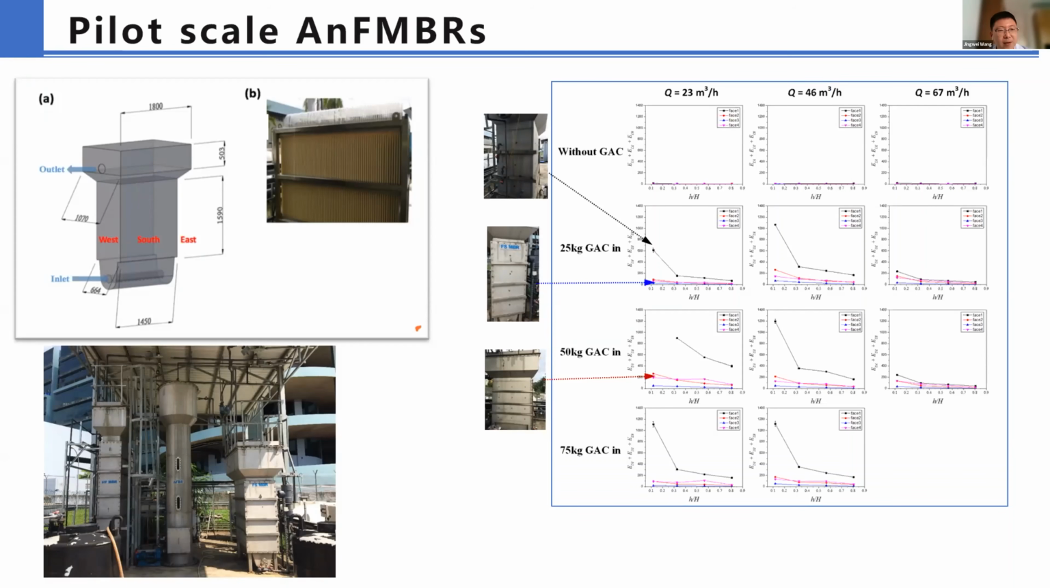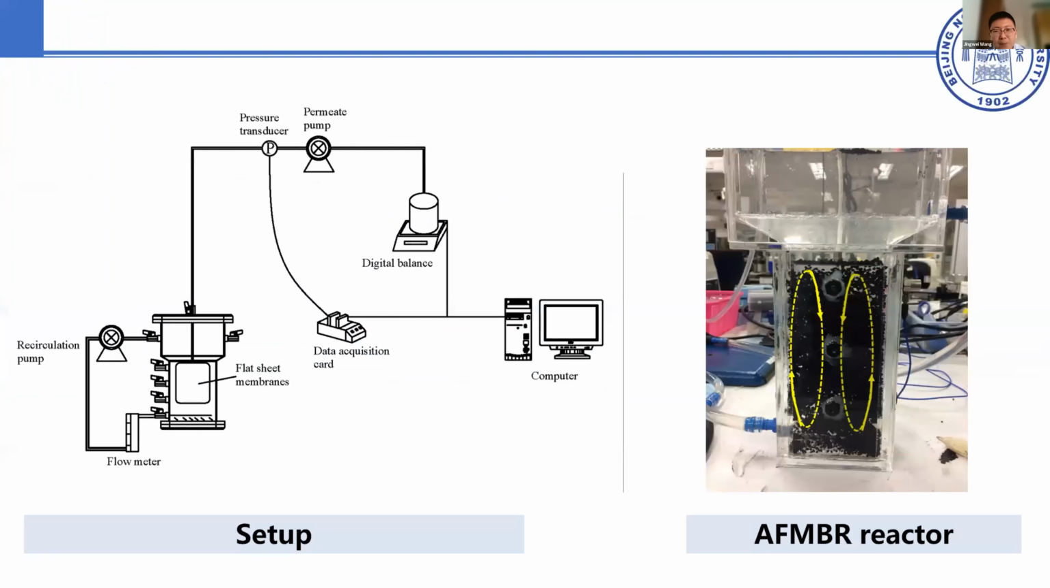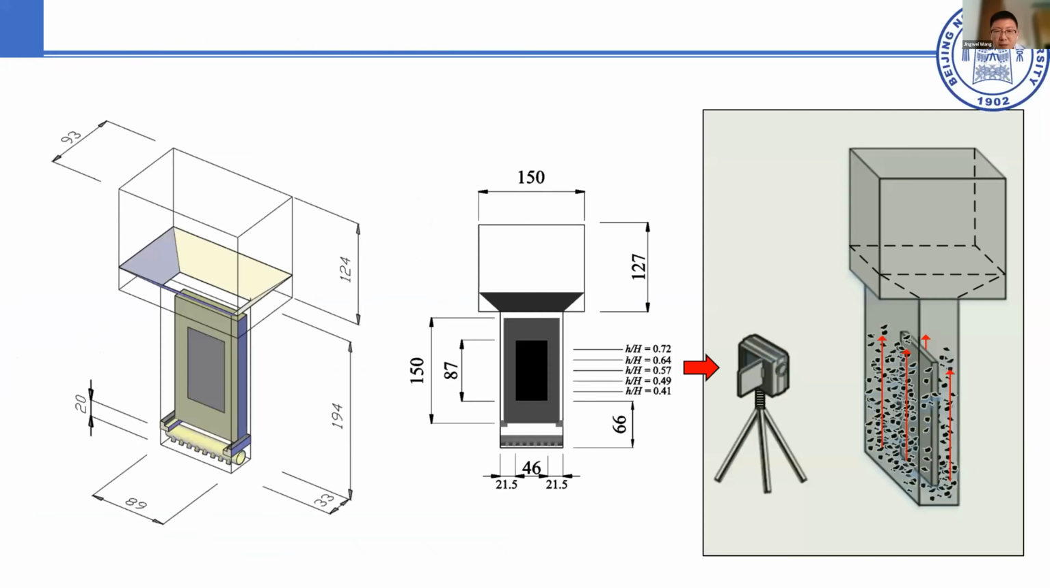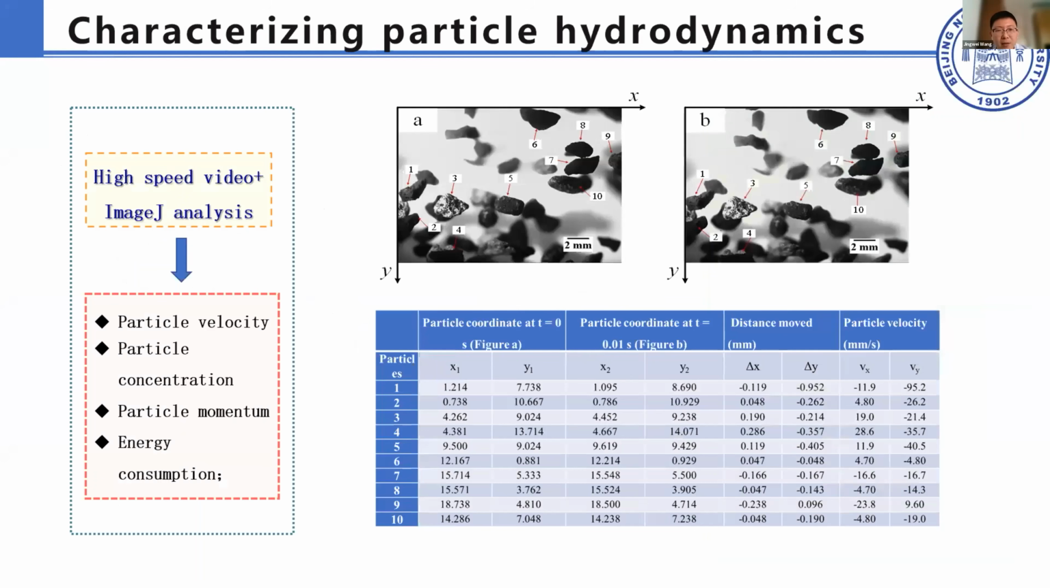Okay, then we go to the next part, characterizing the particle fluidization hydrodynamics. For this section, we use a typical rectangular FMBR reactor. Because it's transparent at the fluidization situation, it's a lab scale reactor. The dimension is like this. So we can use a high-speed camera to capture the motion of the fluidized GAC. The captured image is like this. Image A and image B are 0.01 second apart.